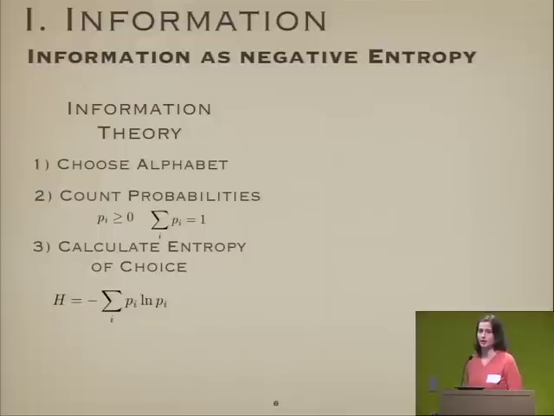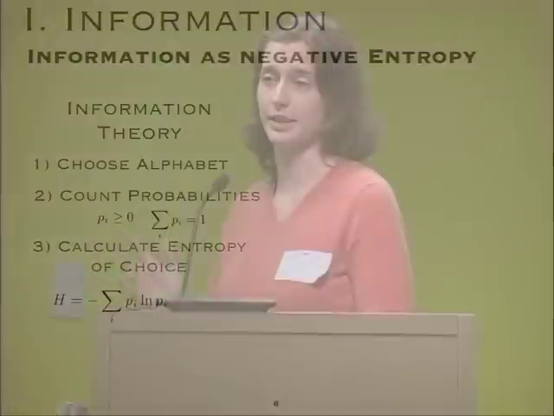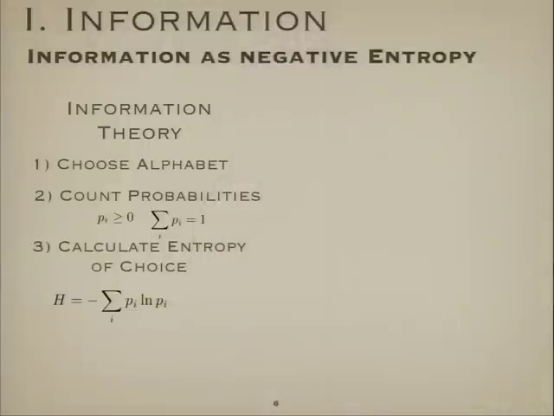So how do you use it? You choose an alphabet. That could be the computational basis of 0 and 1 or anything else. Then in the next step, according to that alphabet, you count probabilities. And once you have that probability distribution, you can calculate the entropy of your choice. There's a whole family of them. Here I've shown you the Shannon entropy, which is widely used and very useful.